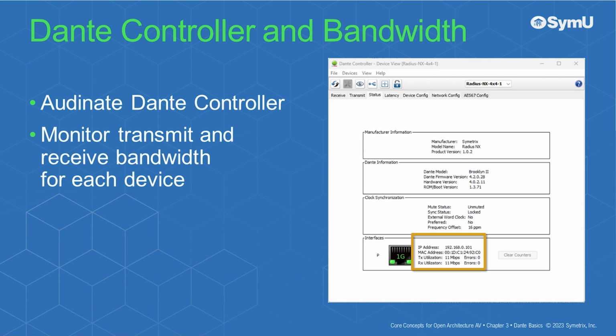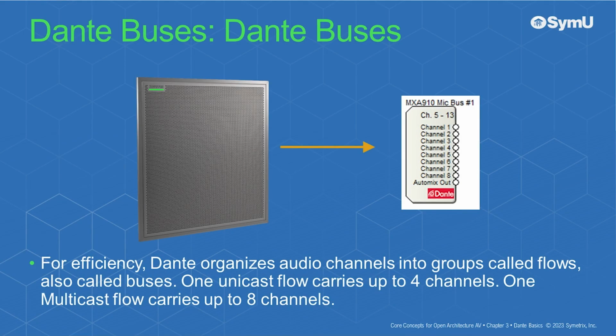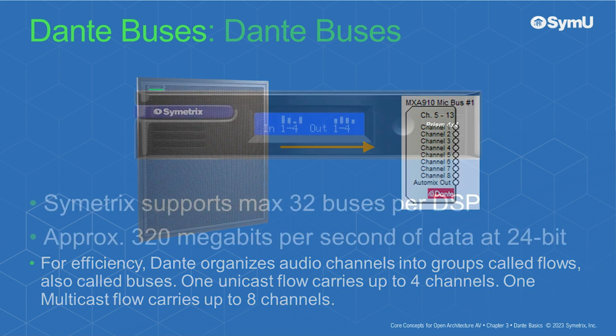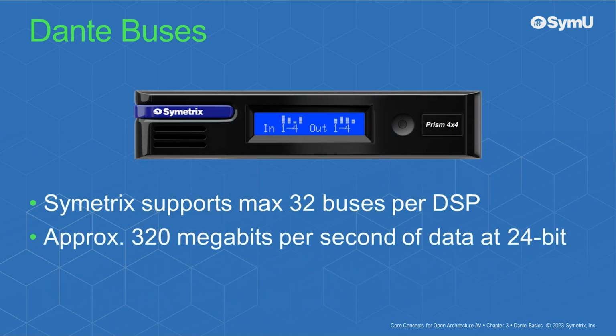The amount of bandwidth each device transmits and receives across the Dante network can be monitored using Audinate's Dante Controller. For efficiency, Dante organizes audio channels into groups called flows. One unicast flow carries up to 4 channels, while one multicast flow carries up to 8 channels. Symetrix can support a maximum of 32 buses or flows for each DSP. This is approximately 320 megabits per second of data at 24-bit.